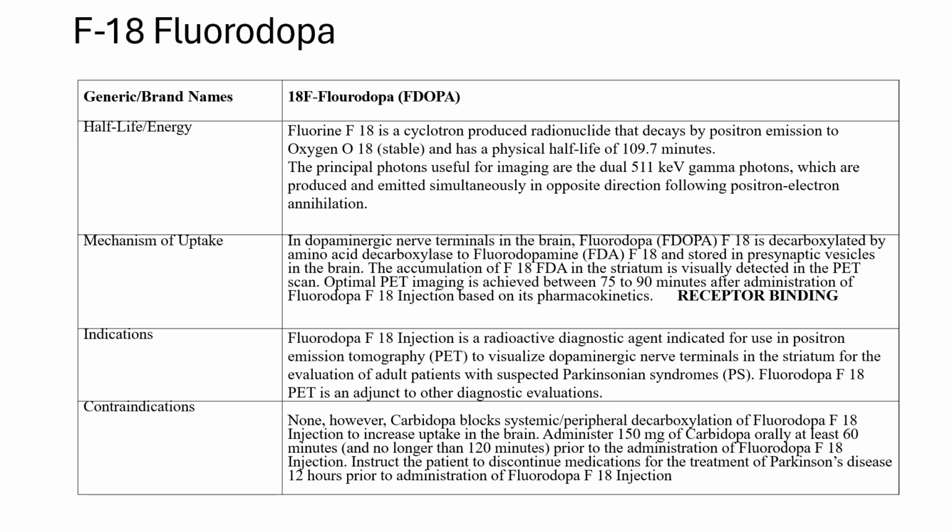However, carbidopa blocks the systemic and peripheral decarboxylation of the F-DOPA. So it's important to administer 150 milligrams of carbidopa orally at least 60 minutes prior to administration of the F-DOPA. That way the F-DOPA will have increased uptake within the brain. Instruct the patient to discontinue medications for Parkinson's disease at least 12 hours prior to administration of the F-DOPA.